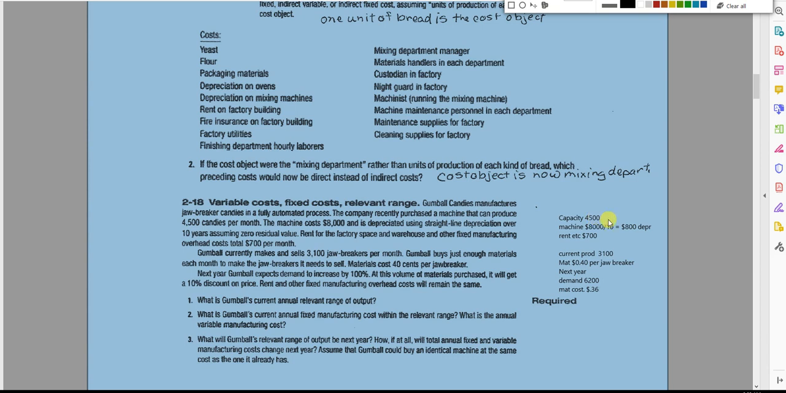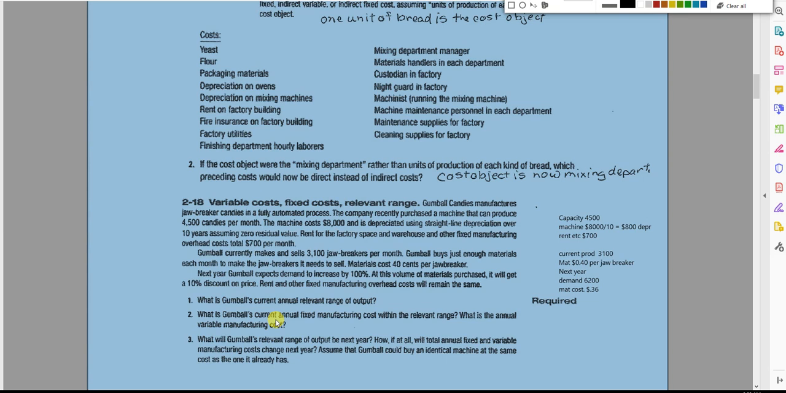Above 4,500, I'll need another machine. I don't know, I may need some more building space, etc. But right now I know I'll need another machine because the machine can produce 4,500. I also know it's not up to 6,200 because the price goes down to 36 cents. So my relevant range of output is 0 to 4,500. Okay, and each month, so I multiply it by 12. So 0 to 54,000 is my relevant range.